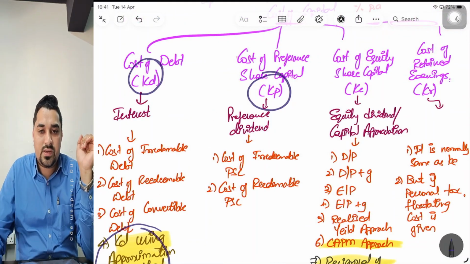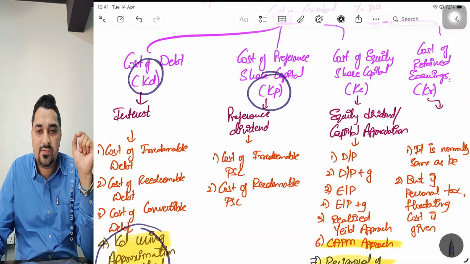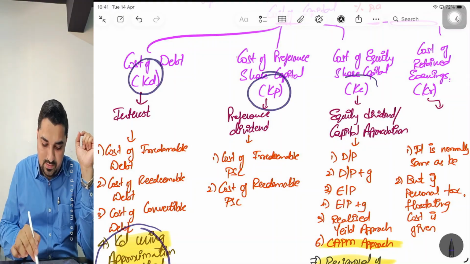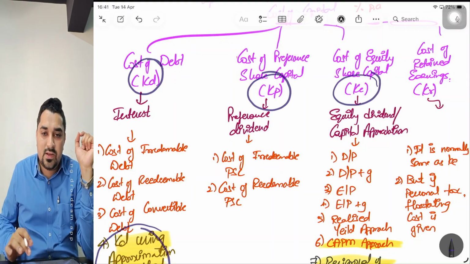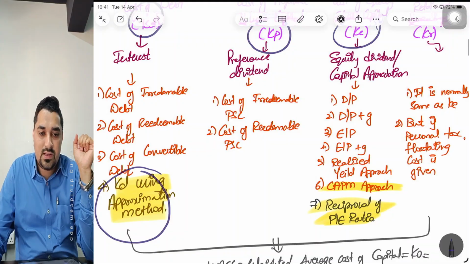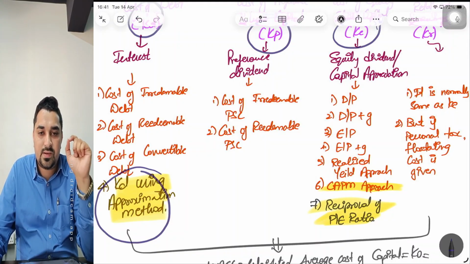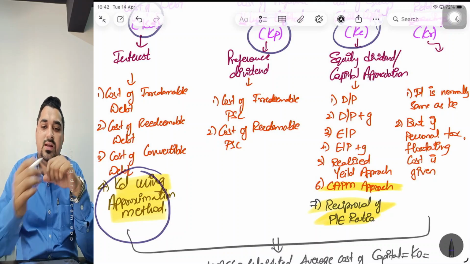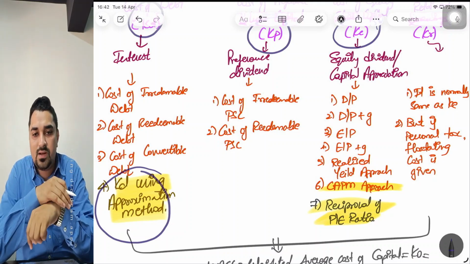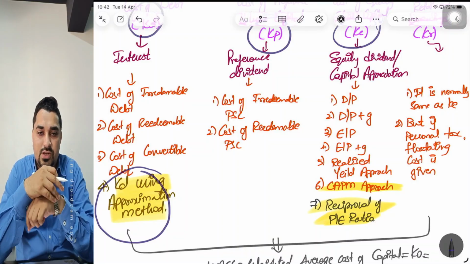Coming to very important from exam perspective as well as real life is cost of equity share capital, denoted by KE. So again, how many approaches are there? In total, there are 6 plus 1 derived approach. First one is DP approach, that is dividend price approach. Second one, DP plus G approach, so dividend price plus growth approach. Then EP approach, EP plus G approach. EP means earning price approach. Then realized yield approach. Sixth one is CAPM, capital asset pricing model. And the last one, which is the derived formula for KE, that is the reciprocal of PE ratio.